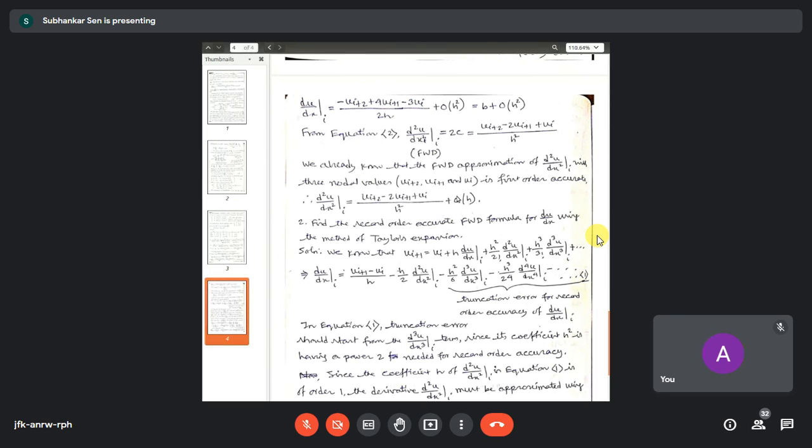In that truncation error, this is the first order accurate truncation error, so terms like this will be coming. Now in this derivative, your coefficient is h. So when you are expanding this term in this kind of expansion, you have a truncation error. You have one truncation error here, and another truncation error with this expression, and that truncation error will be of first order.